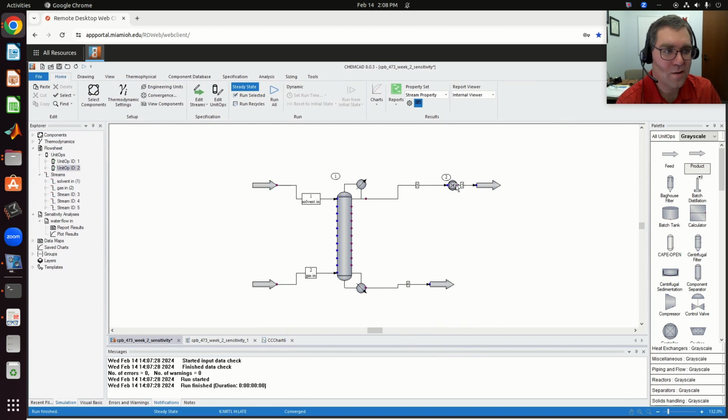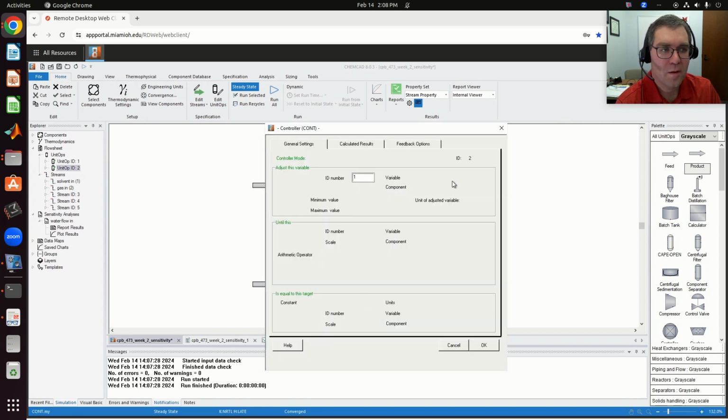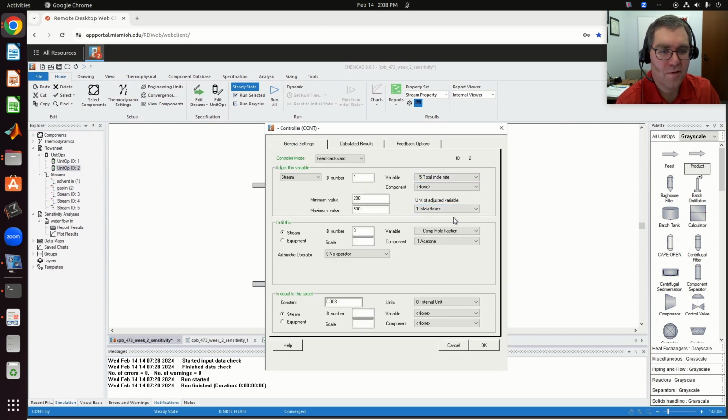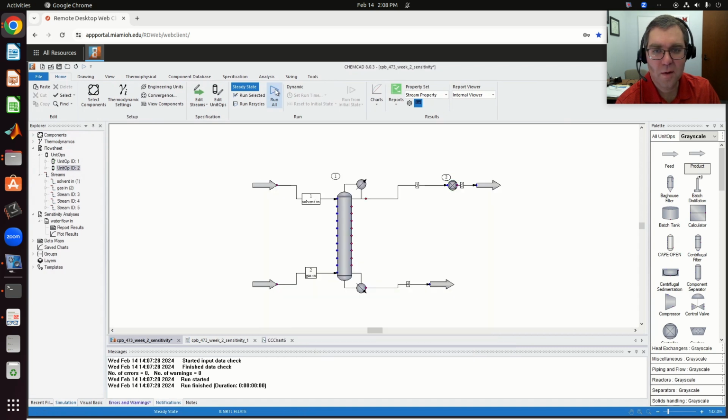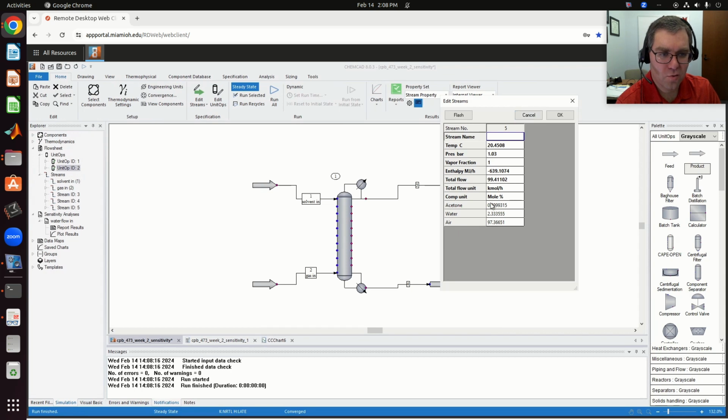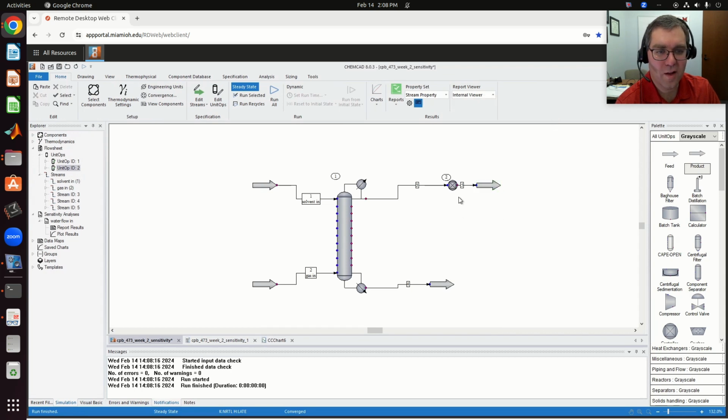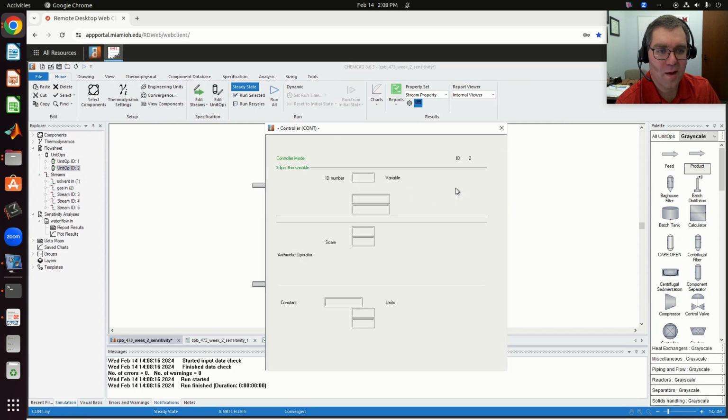Now this thing is easy to break. So let's see, if I were to click on this, instead of mole per mass, if I just selected internal unit, let's see what happens. So now I do a run all. Actually, it still works, so that's good. So I can make that internal unit. I didn't need to make it mole per mass.